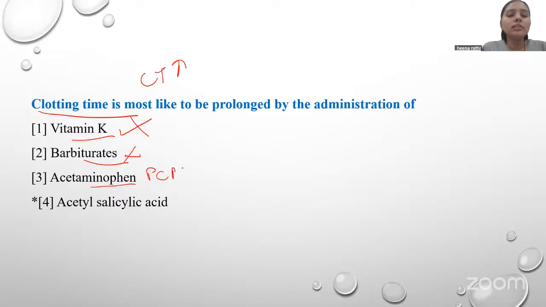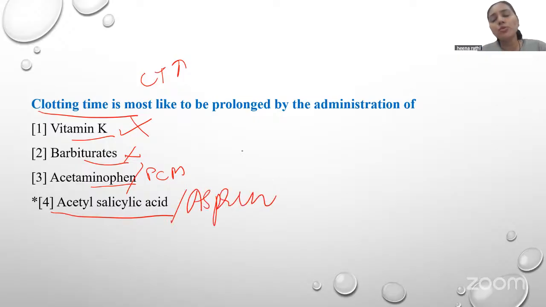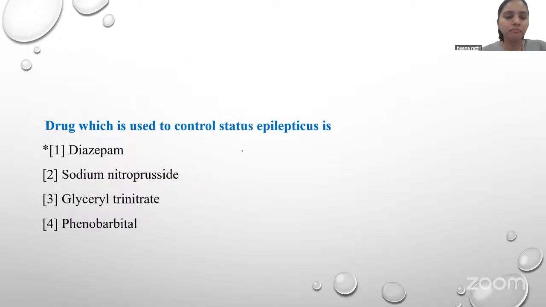Acetaminophen is another name for paracetamol. No, it does not have any action on the clotting factor. Acetylsalicylic acids like aspirin are going to inhibit thromboxane synthase. So yes, they are going to decrease the clotting time.